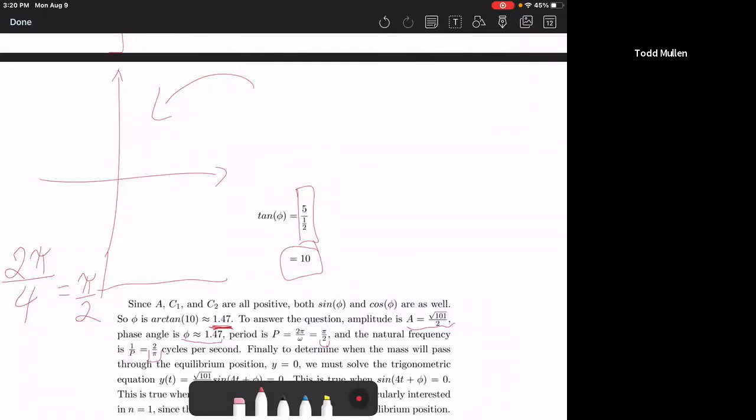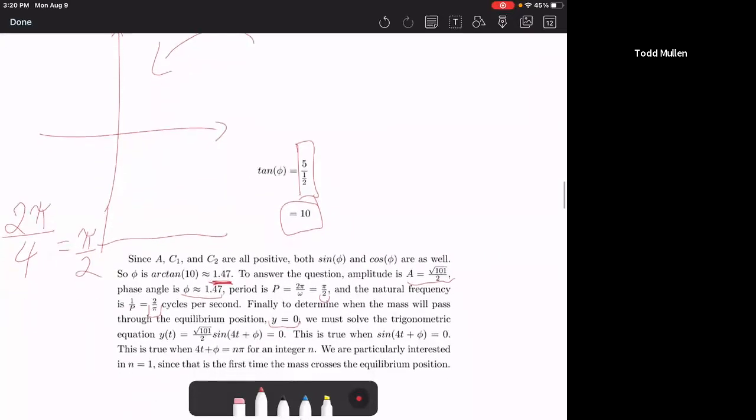And finally, the last question asked was to determine when the mass will pass through the equilibrium position y equals 0. We need to solve this equation when y of t is equal to 0. Well, we've got a product equal to 0, and clearly the square root of 101 over 2 isn't equal to 0. So it must be the other piece, sine of 4t plus phi, that is equal to 0. So we get sine of 4t plus phi equals 0.